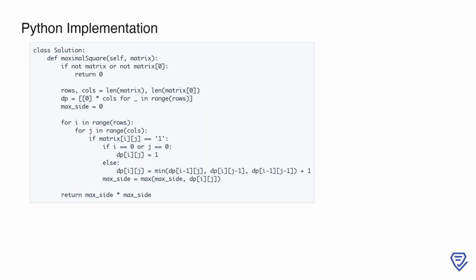This solution implements a dynamic programming approach to solve the maximal square problem efficiently. First, we check if the input matrix is empty or invalid, returning 0 if true. Then, we initialize the DP table, dynamic programming table, as a 2D list of zeros, with the same dimensions as the input matrix, to store the side lengths of squares ending at each cell.